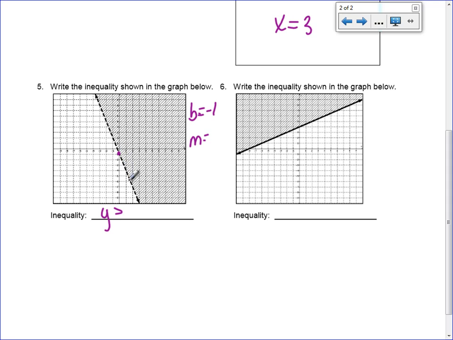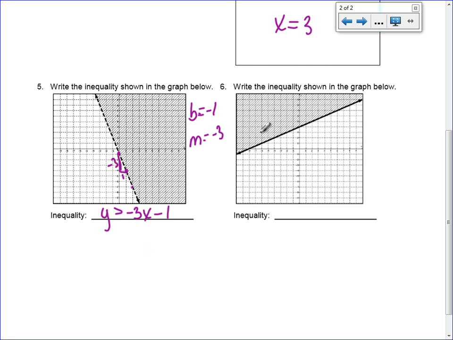And so it looks like there's a pretty point right here. And so if I draw my right angle and then I count that, it went down 1, 2, 3 and over 1. So my slope is -3, and I can check it again. I can go down 1, 2, 3 and over 1, and look, I'm still on the line. So we're good. So my inequality is going to be y is greater than -3x minus 1, because I'm still going to put it in the mx plus b form.